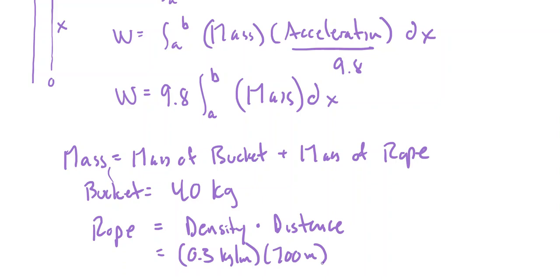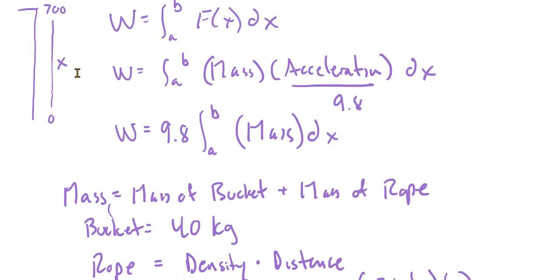Now, that's not all there is to the story, because as we pull the rope up to the top of the building, we don't have as much rope hanging down the side of the building. Some of it is resting peacefully on the top of the building. So every meter that we pull the rope up, we have less mass. And so the mass of the rope per meter is 0.3 kilograms per meter times x meters. And so that's what this x represents. x represents the number of meters.